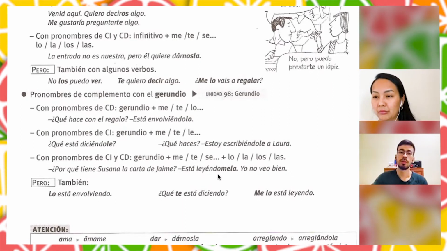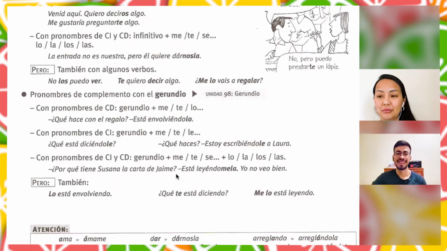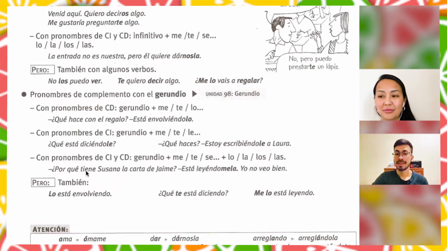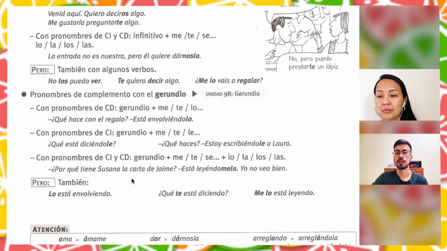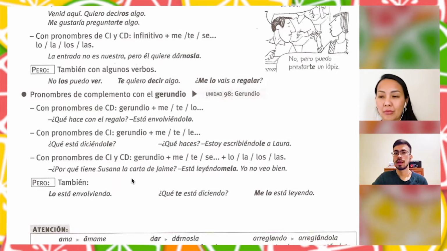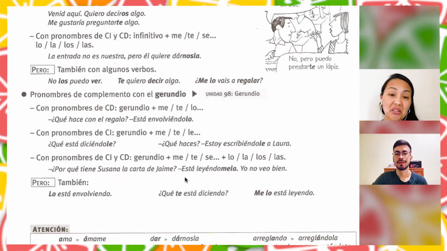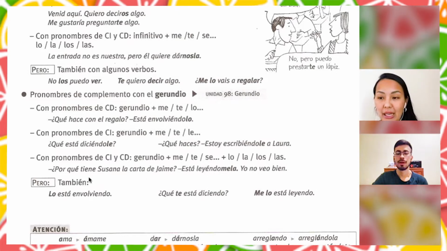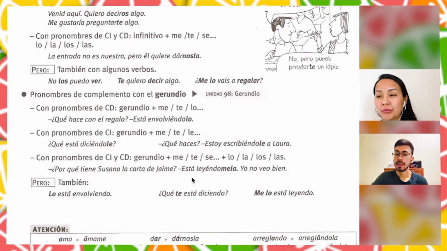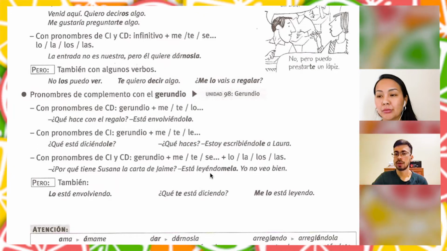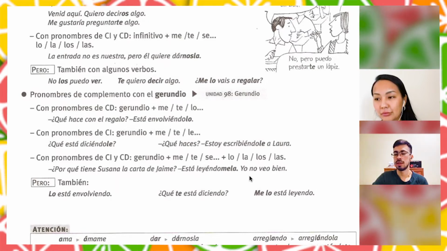So, and of course, it's going to be the same for both together, right? So here maybe the word is going to be longer, of course, because I have more to add. ¿Por qué tiene Susana la carta de Jaime? Why does Susana have the Jaime's letter? Is it clear? Yeah, but in Spanish you say, let's just translate it as it is in Spanish: why has Susana the letter of Jaime, right? Yes. Then, está leyéndomela. She is reading it to me, like, yo no veo bien. I cannot see very well, right?